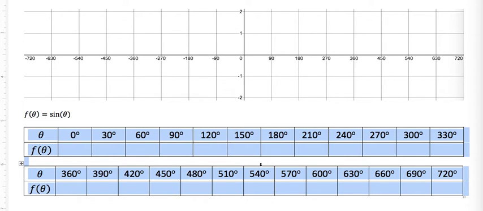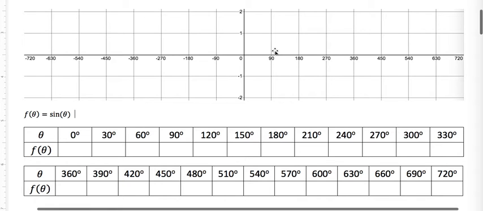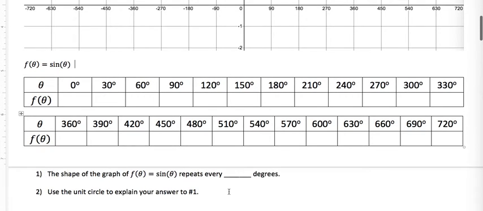Okay, now that you've had all these points plotted, what I want you to do is connect the dots to make a smooth curve. Pause the video here, hit play when you're ready. So now you should have a pretty smooth curve on this right side here. What I want you to do is go on to question number 1 and 2 in your notes. You can type this on this Google document, or you can type it on a sheet of paper and turn that in.